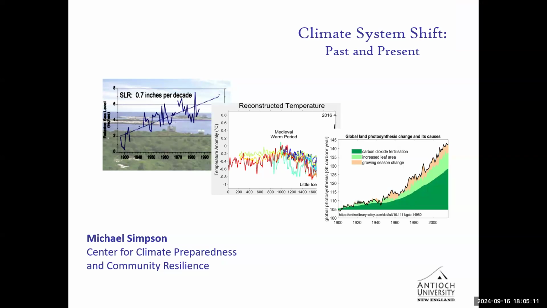Okay, got it. So I want to focus on the rate of climate system change in this session. And in doing so, I will touch upon a couple of topics I know you've already visited in the course, just to reinforce them.